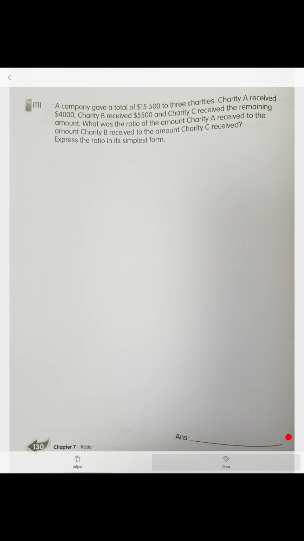All right, next problem. A company gave a total of $15,500 to 3 charities. Charity A received $4,000, Charity B received $5,500, Charity C received the remaining amount. What was the ratio of charity A to charity B to charity C, I mean the amount of money.